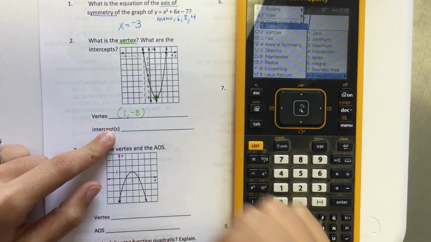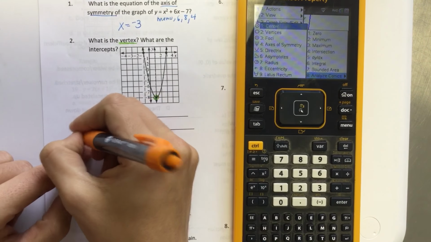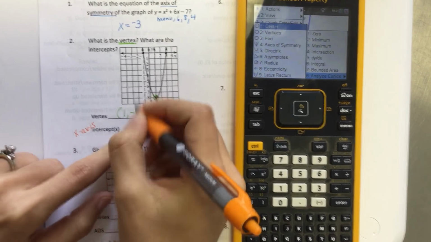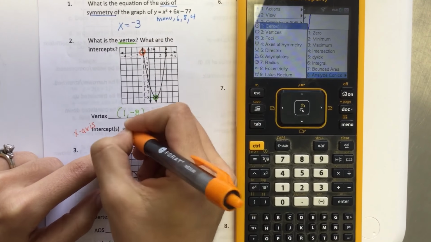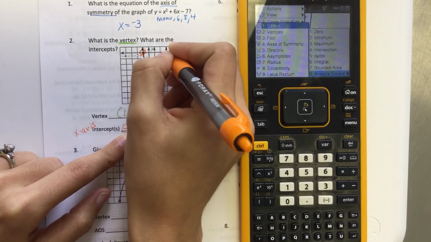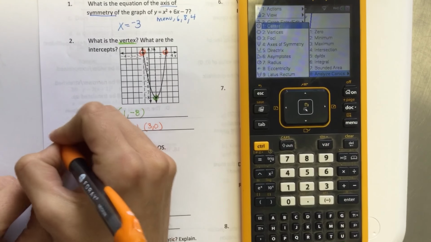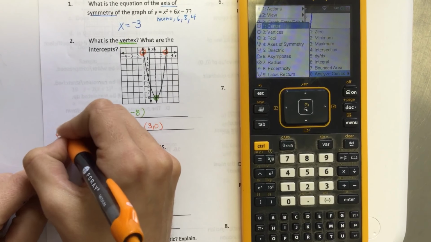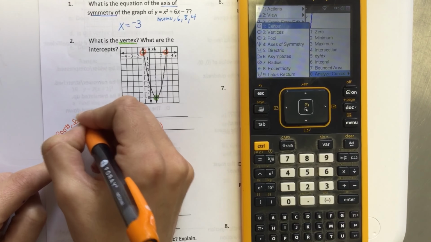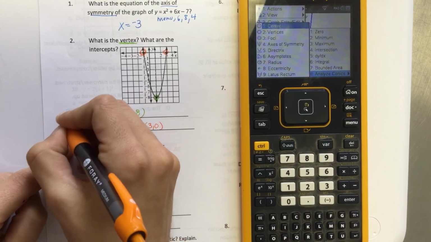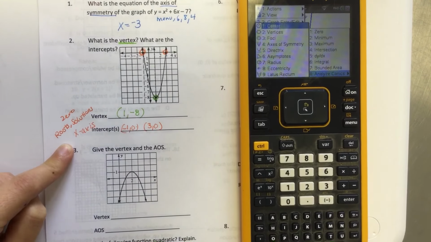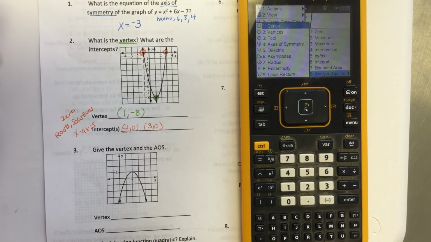Intercepts means where does it cross the x-axis? Okay, so this one has this point here at -1, 0, and this point here at 3, 0. Remember, it could say intercepts, it could say roots, it could say solutions, or zeros. Those all mean the same thing. Okay, where does it cross the x?